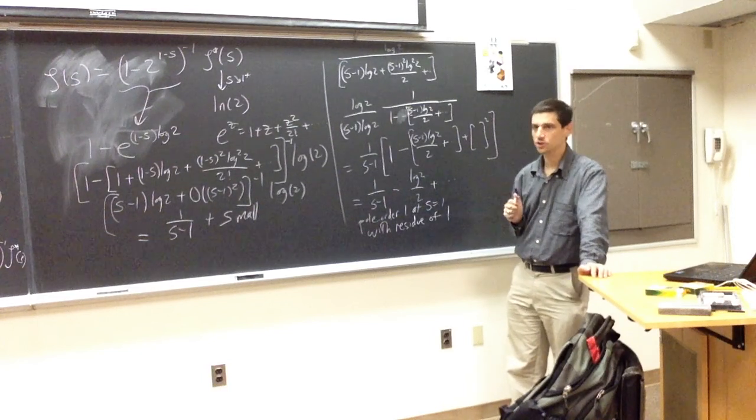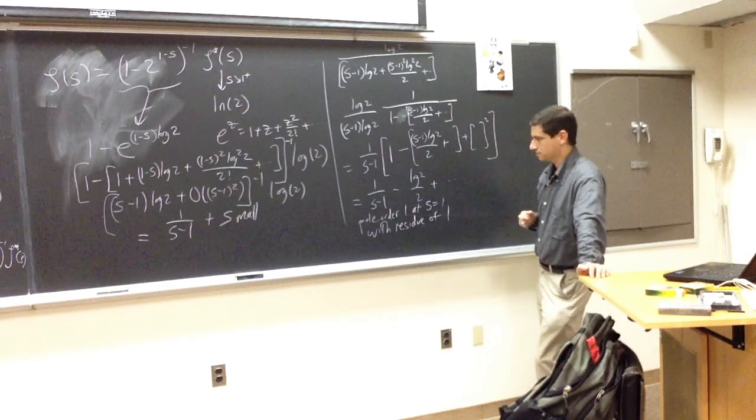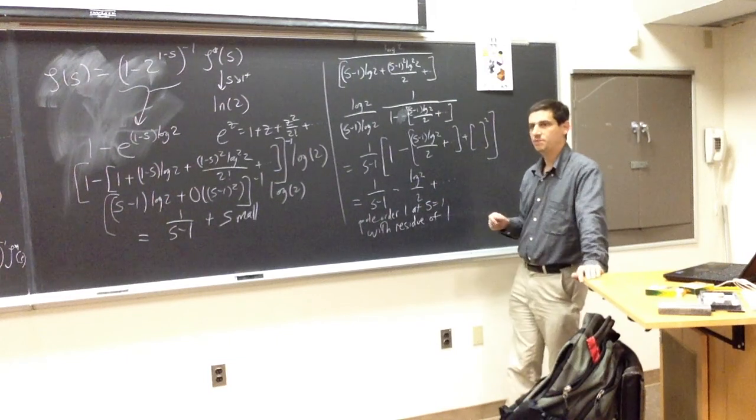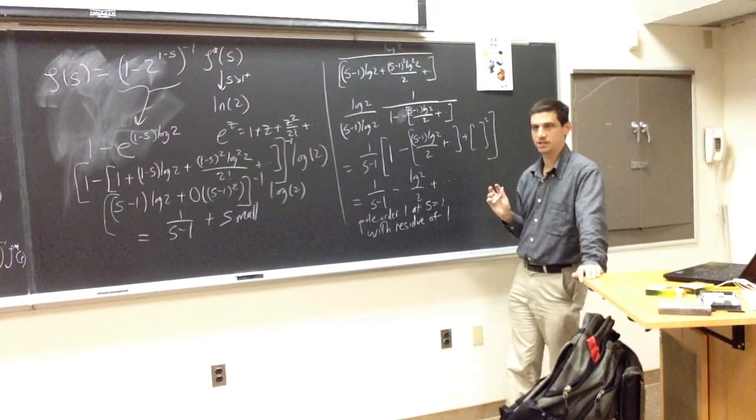Any other questions about the alternating zeta function? Yes? So the log 2 over 2 is our second order error term? Well, I wouldn't really call it an error term. I would say maybe it's the expansion. We're trying to understand what does this function look like near s equals 1.